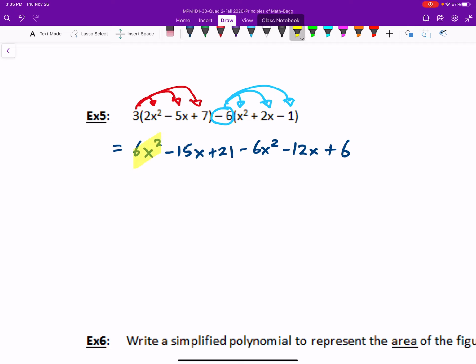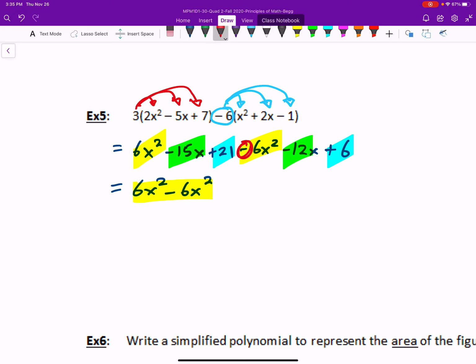Now for like terms, I've got a 6x squared and a minus 6x squared. I've got a negative 15x and a minus 12x. I've got a couple constant terms, so I'm going to rewrite them beside each other. Again, notice how I'm moving the minus sign in front of the second 6x squared along with it. So I'm moving this minus sign over to here. Then I go to the minus 15x and the minus 12x. Those minus signs both move as well. Plus 21, plus 6.